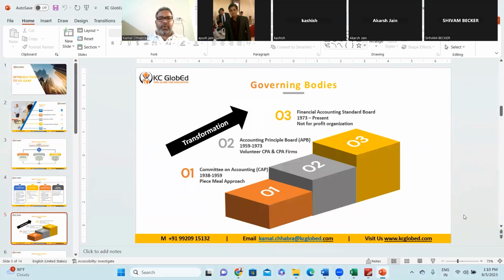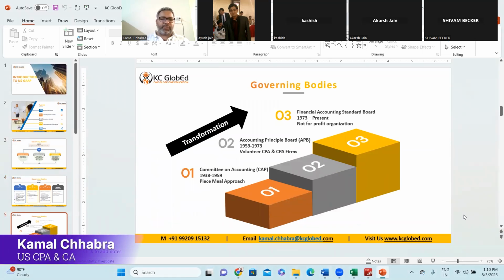Right? And then if you remember the governing bodies, how the transformation has happened for the respective committee. Back in 1938 to 1959, there was the Committee on Accounting Procedure, called CAP, who approved the accounting standards. Then after, they converted in 1959 to 1973 into the Accounting Principles Board, called APB. In this, all the CPA firms and the CPAs came and contributed as volunteers. It was a volunteer job of the CPA firms.